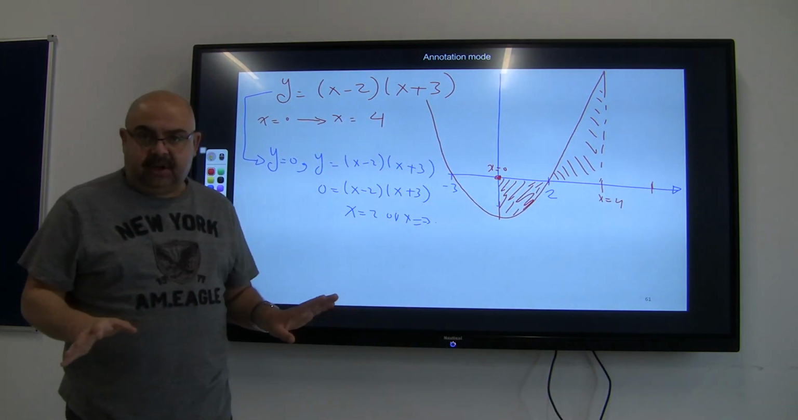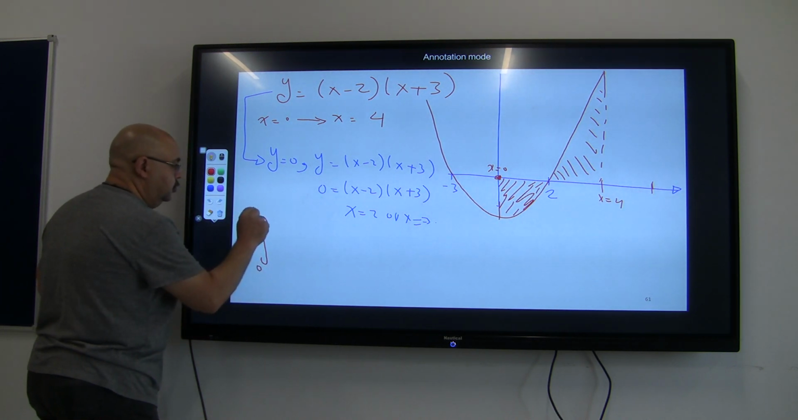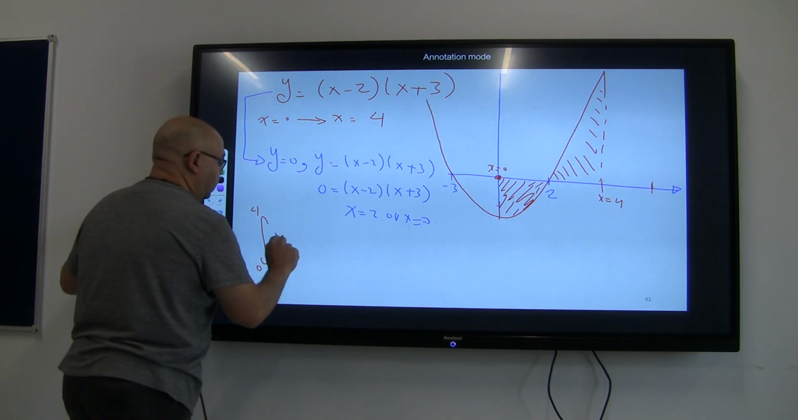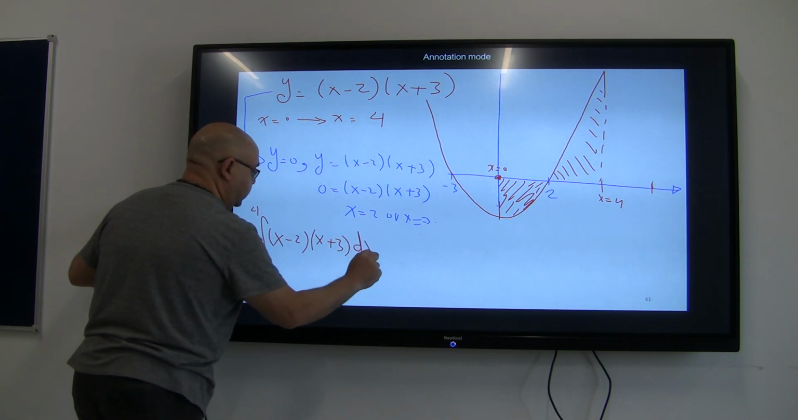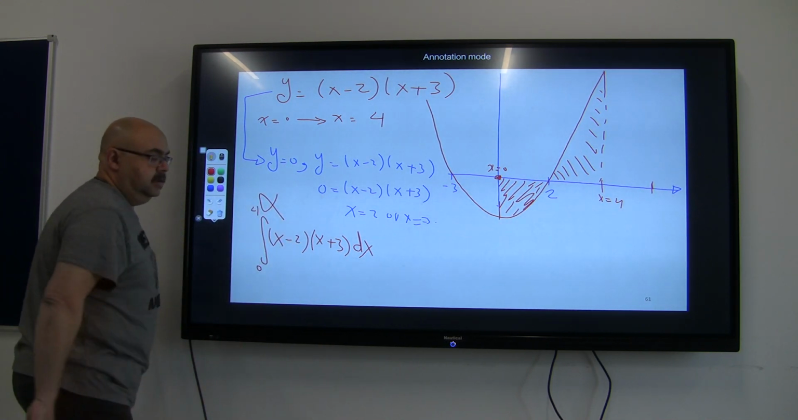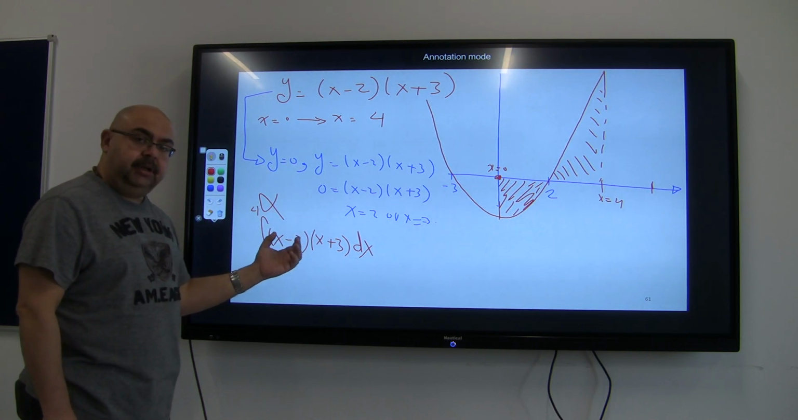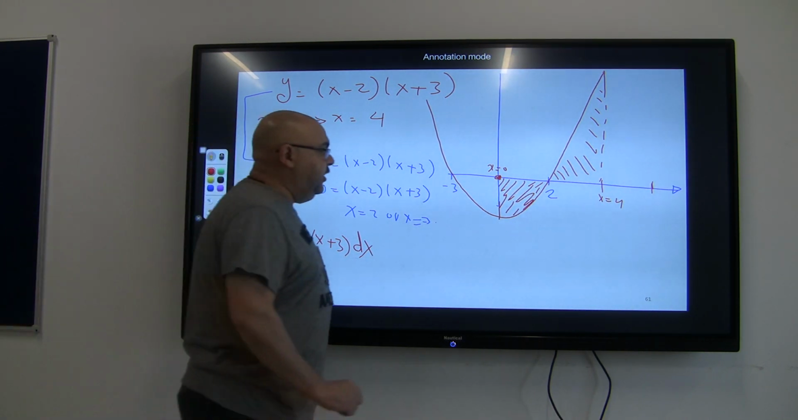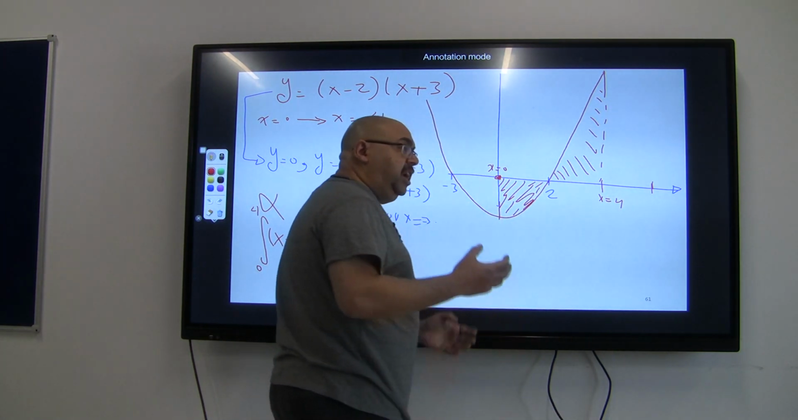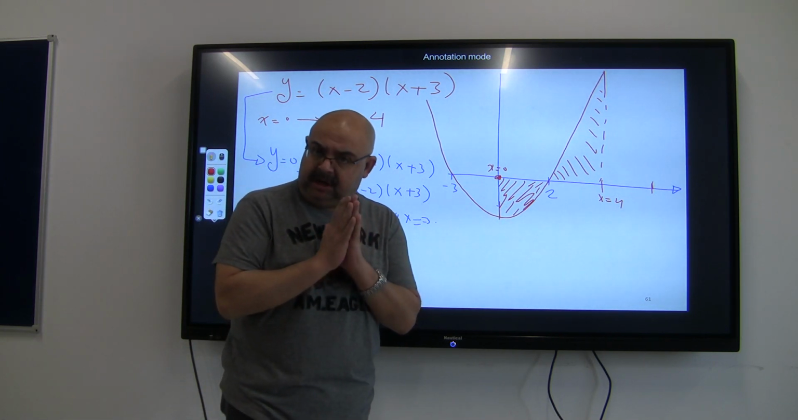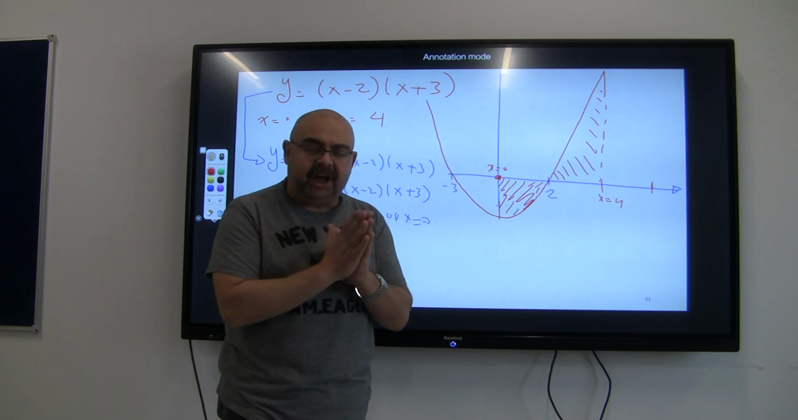It's a fatal mistake to just integrate from 0 to 4 for this function as a whole, x minus 2 times x plus 3. This is not correct. Don't do this. What should I do? I will make this integration in two parts. First the integration from 0 to 2, then from 2 to 4. Take each one of them without absolute value, then add them together in order to get the correct area representing these two parts.